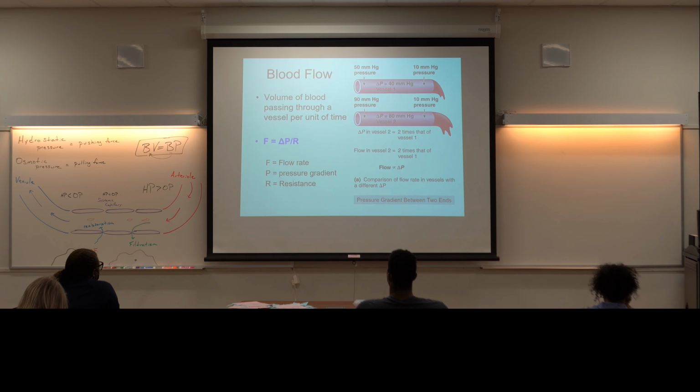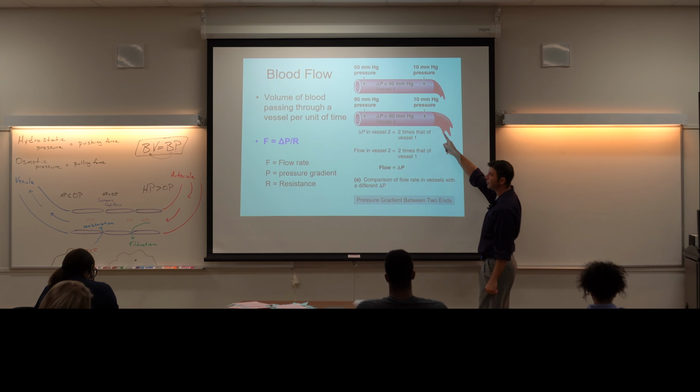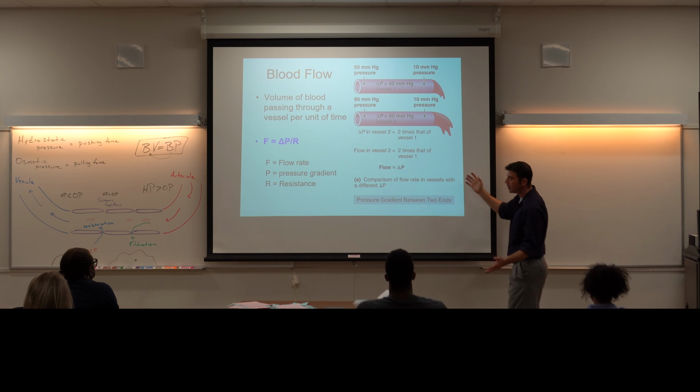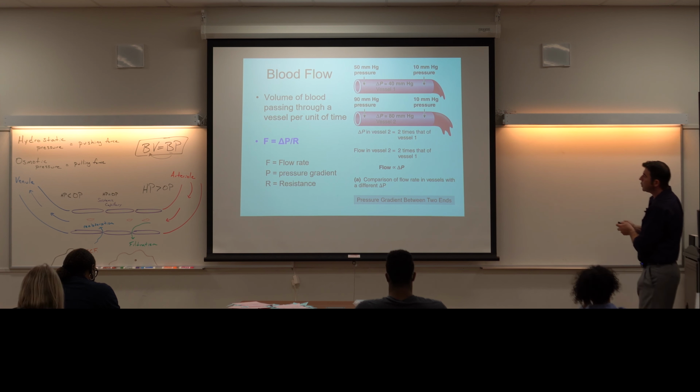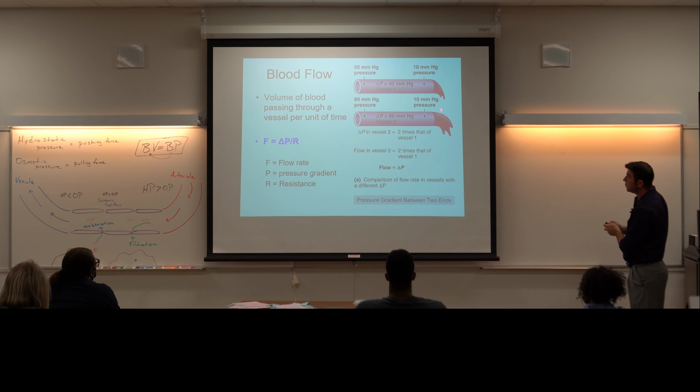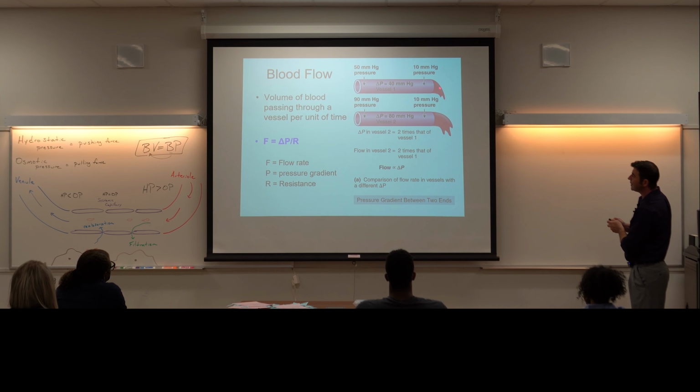But let's go through a couple more terms real quick, and then we'll draw this stuff on the board. Blood flow is just going to be the volume of blood that is passing through a vessel per unit of time. That is kind of a general definition, but what I like about this slide is it shows you visually that this vessel has more blood flowing through it than the top vessel.